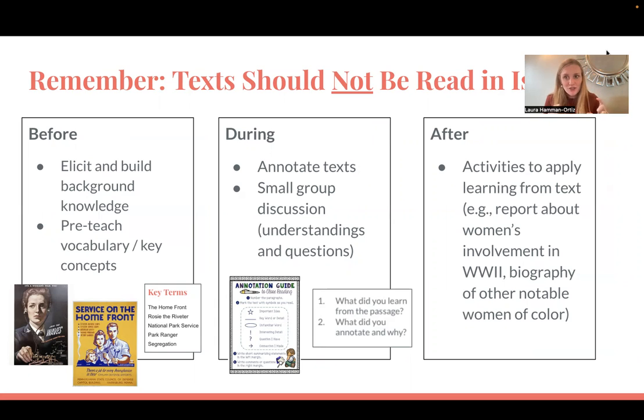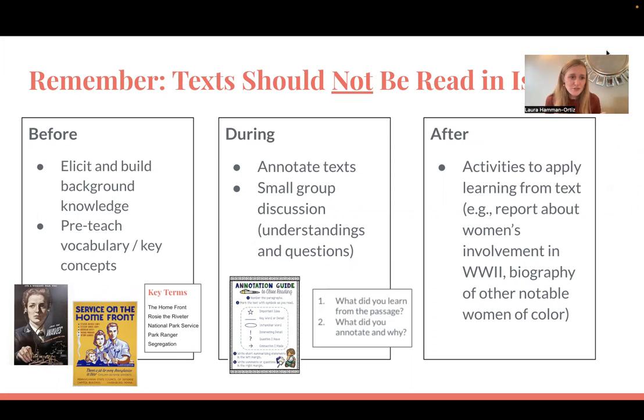There's a great video that was advertising at the time for women to become involved at the home front, as they called it, so to become more involved in working in industry as many men went off to fight. And it is notable that there are very few, if any, Black women represented in those promotional videos. So it's a way to get them thinking about the topic, and then also you can come back to it after they've read the article and think about, like, what did you see represented there?